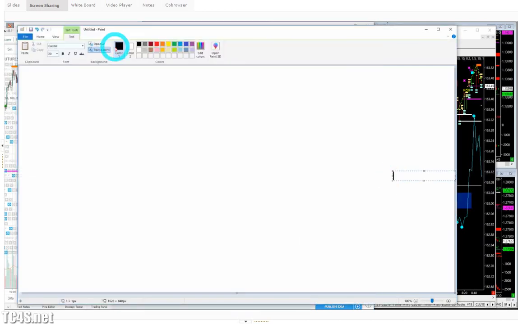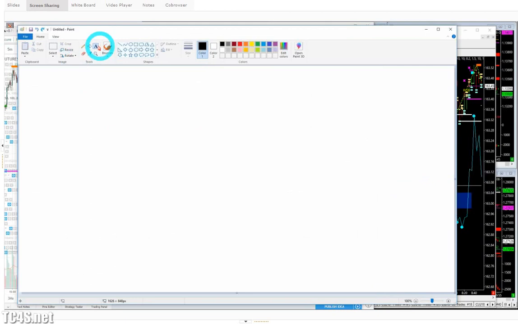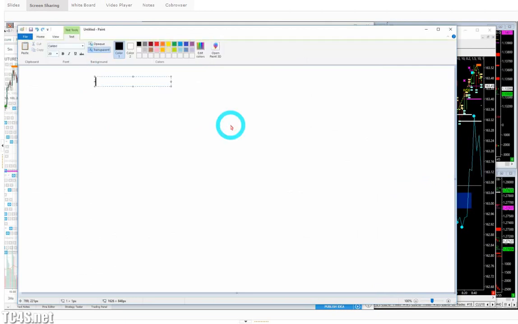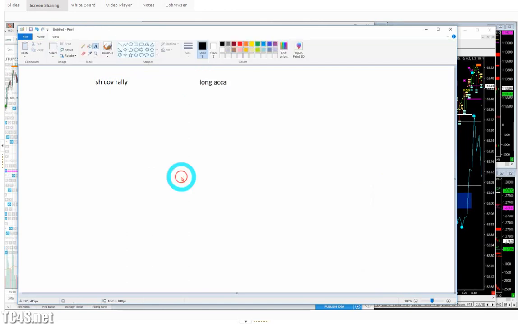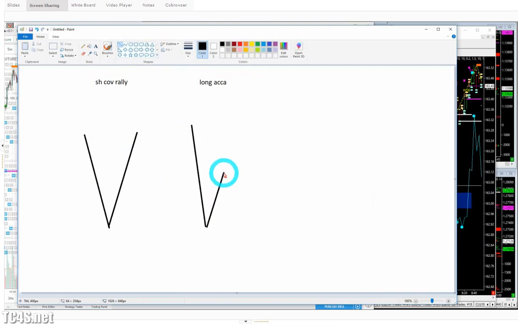So for example, if I said to you, get a naked piece of paper and draw me a short covering rally, you should obviously draw something very, very obvious, short covering rally. And if I then said to you, draw me a long accumulation, you should draw something completely different, shouldn't you? So what does a short covering rally look like? A short covering rally would look something like this, and you're going to get a V bounce. And a long accumulation would look something like this. You're normally going to get a bounce. It's not going to be as heavy, and you're normally then going to see this, aren't you?